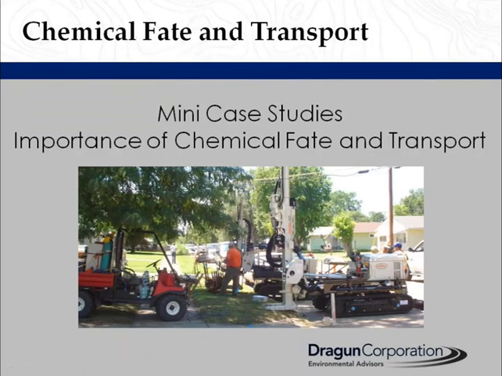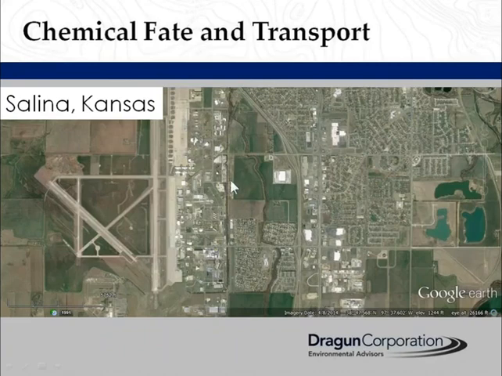So I'm going to look at some mini case studies that address a number of these things that we've talked about with chemical fate and transport. This is a project that we're working on right now in Salina, Kansas. Salina is the geographic center of the United States, and in the 50s and 60s, this was very important as a Strategic Air Command base. This was a place where the Russians couldn't reach with their bombers.